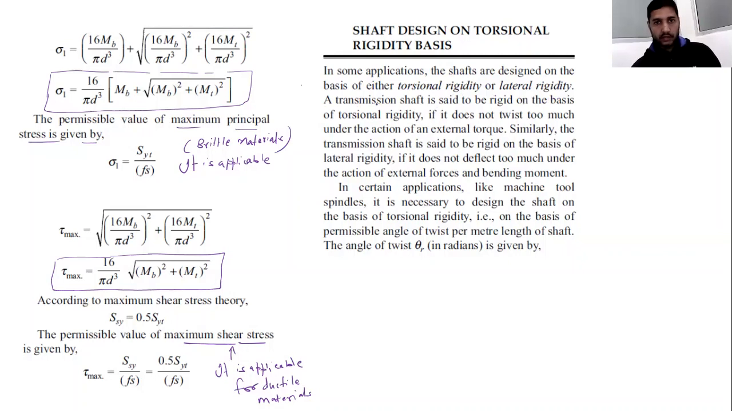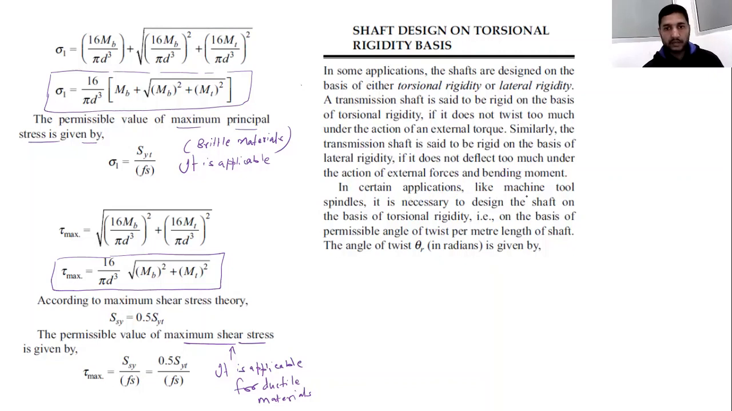Now we can say a shaft is said to be rigid on the basis of torsional rigidity if it does not twist too much under the action of the external force acting on it. Similarly, a transmission shaft is said to be rigid on the basis of lateral rigidity if it does not deflect too much. Then we can say our shaft is designed on the basis of lateral rigidity.